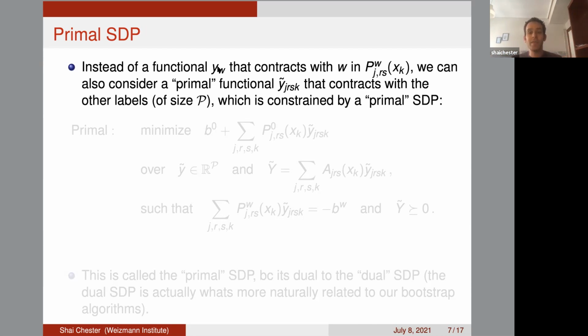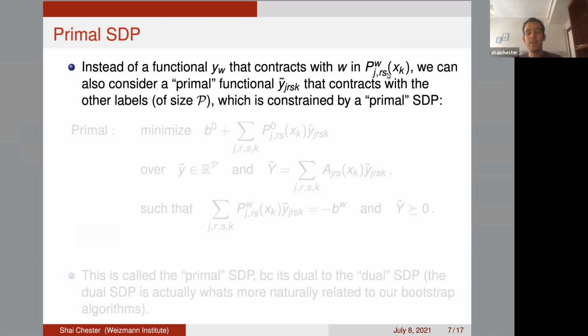So instead of having this functional y, which is contracting with the w label, which in the original Bootstrap language was the label mn for derivatives in z and z bar, we can also consider a primal functional, y tilde, which contracts with all the other labels. So all the other labels being j, r, s, and k. Recall that for our specific case, r, s is trivial because our matrix just had one element, so r and s are both just one.